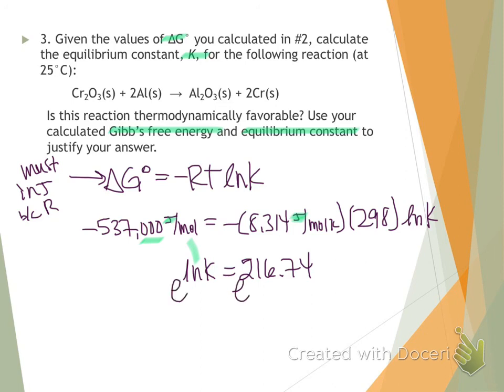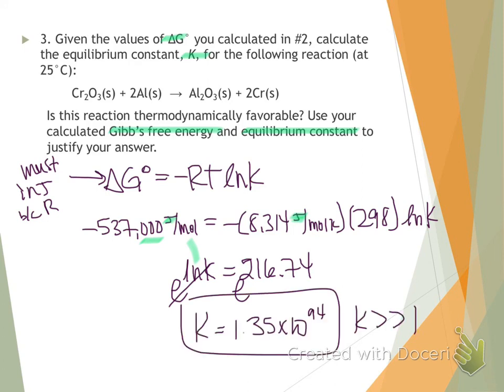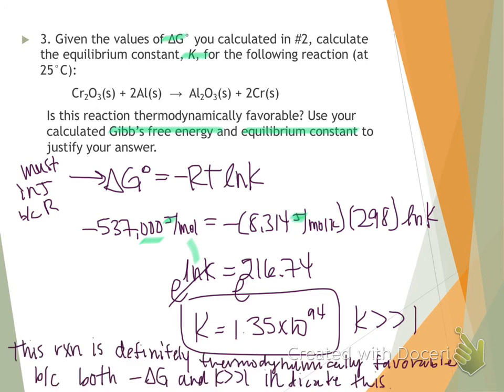We can raise e to the power of each of those things to cancel out that ln and find our K value here. We get 1.35 times 10 to the 94th power, which is way, way bigger than 1. Because of that really large K plus our negative delta G, we know that this reaction is most definitely thermodynamically favorable because, again, both negative delta G and K greater than 1 are going to indicate this. So there's some more practice that we'll be working on with Gibbs free energy that you can try out over the next couple of pages.